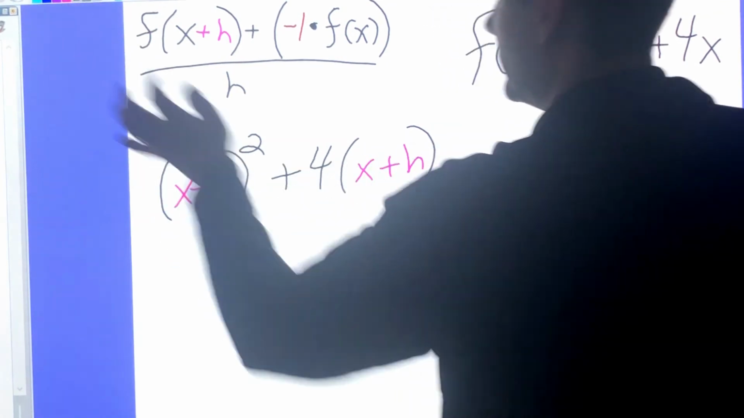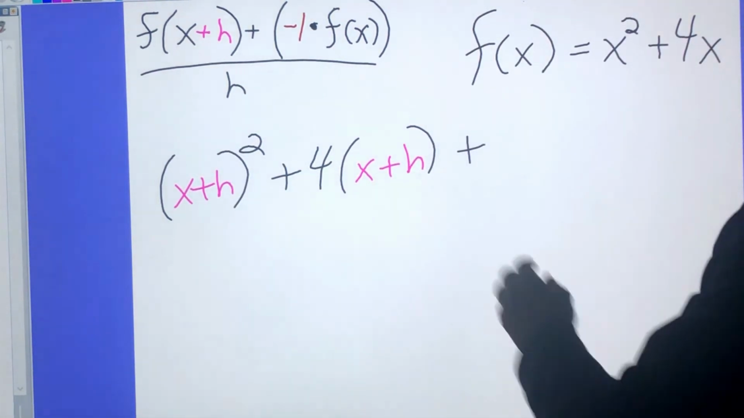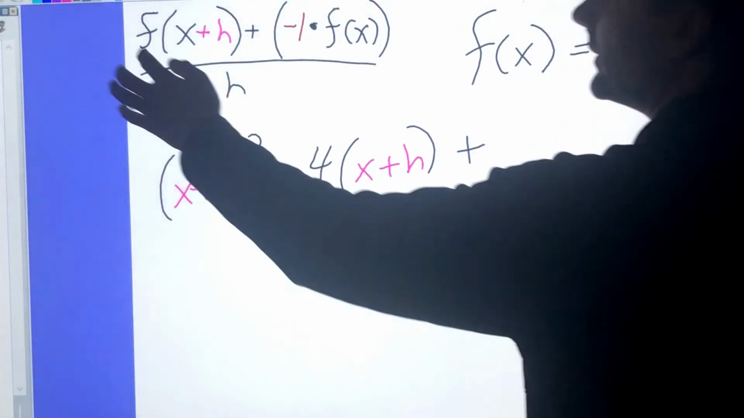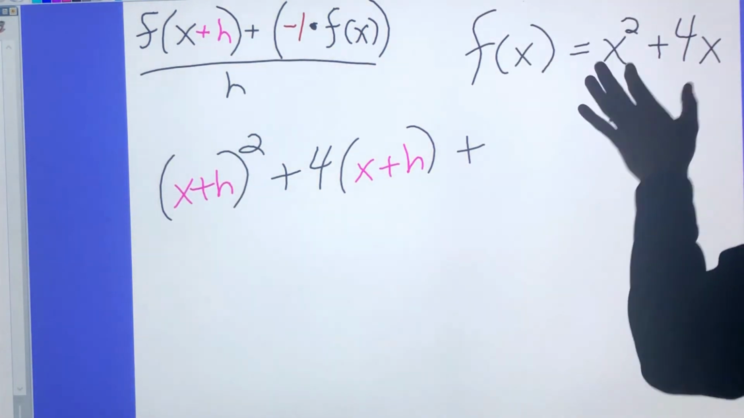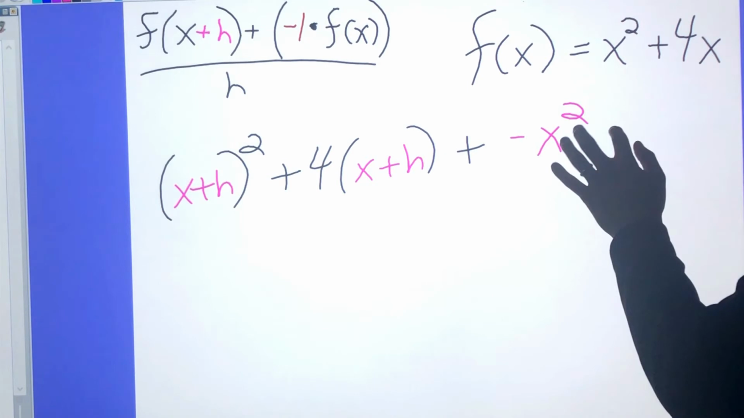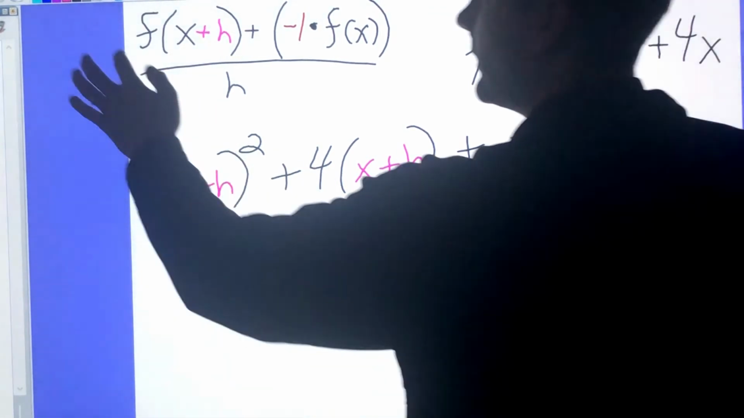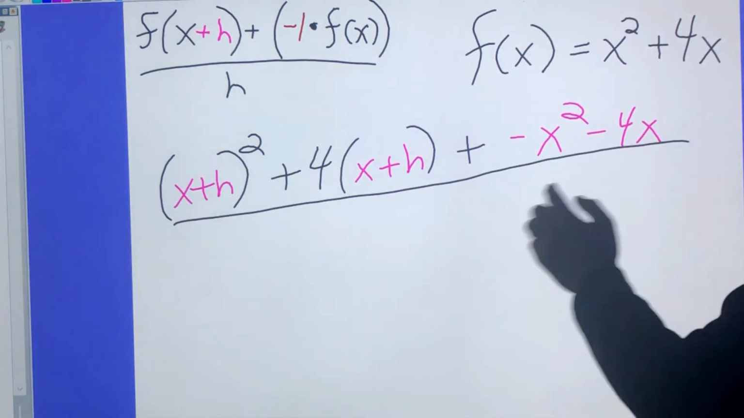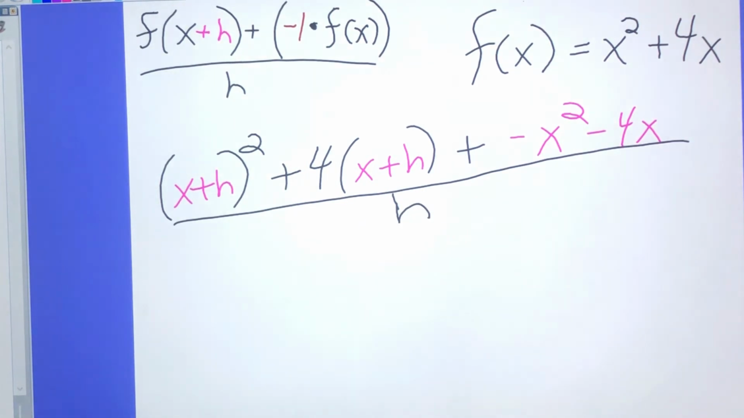Second thing I want to do is to add that to my function where I have to flip the signs. So instead of a plus x squared, I have a minus x squared. And instead of a plus 4x, I have a minus 4x. And to complete the formula, that is all going to be over h. Now if you establish it and you correctly put it into the formula, you want to evaluate.